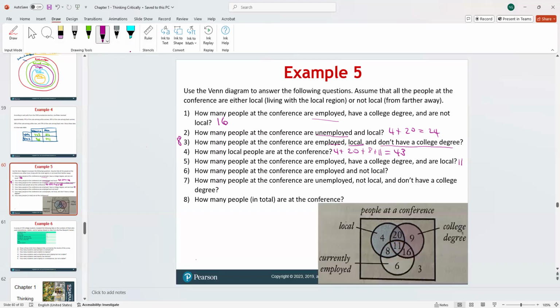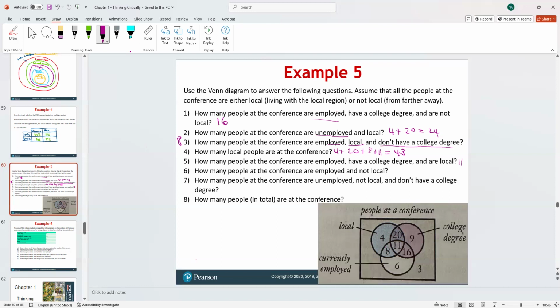Let's go with the next question. How many people at the conference are employed and not local? They are employed and not local.